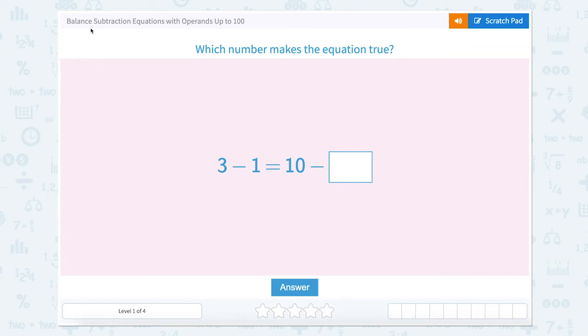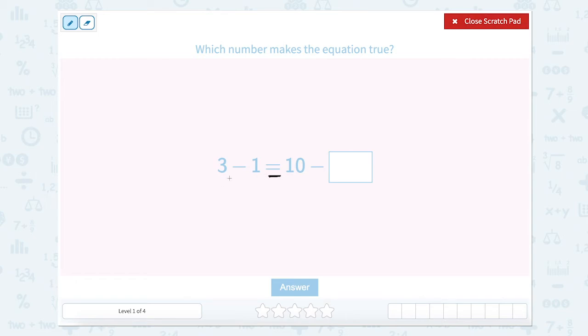Let's work on balancing subtraction equations with operands up to 100. The question reads, which number makes this equation true? So let's use our scratch pad. Now, an equal sign is kind of like a teeter-totter. This side has to equal this side, otherwise it's not equal. So let's look at solving the side that we can and make the other side equal.